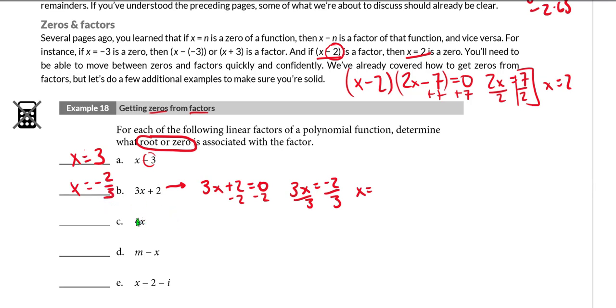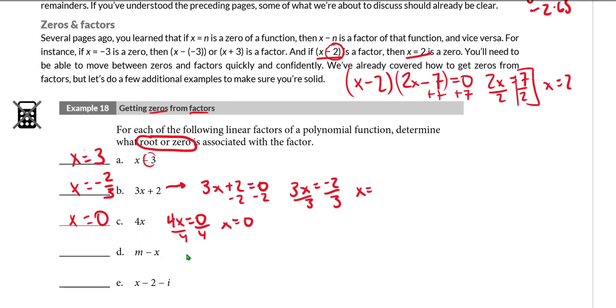Next, we have the factor 4x. Well, remember, we can also use the zero product property here. We can just set that factor equal to 0, divide both sides by 4, and of course we get x equals 0. So 0 is the root, or 0 is associated with the factor 4x.